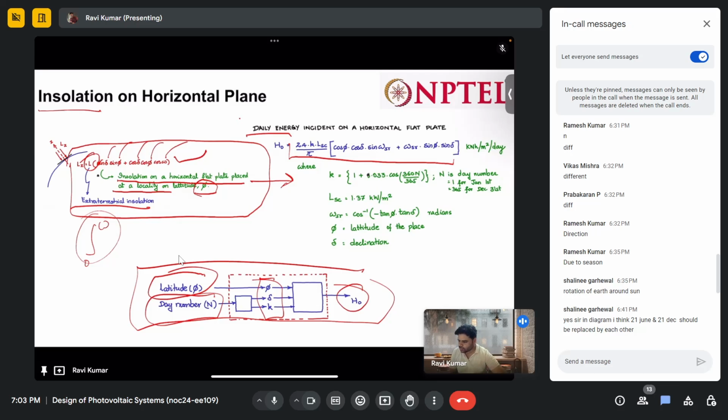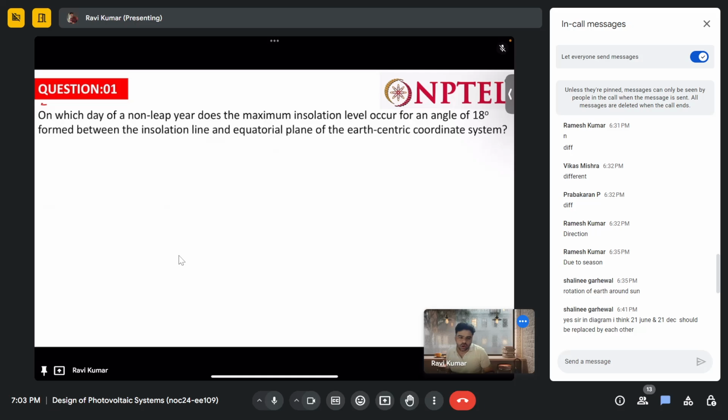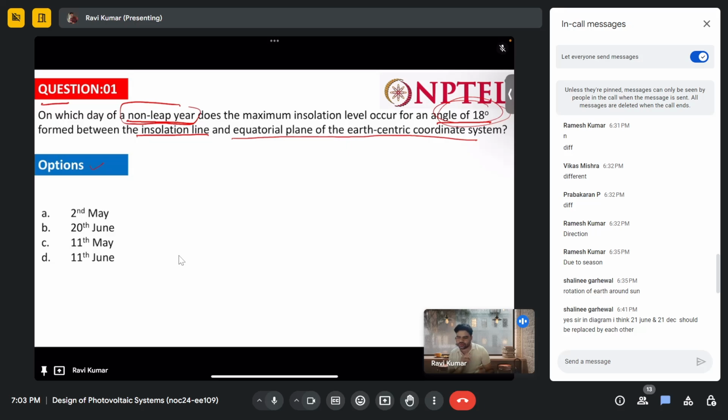So now let's solve some problems based on all these. A very simple question: on which day of a non-leap year does the maximum insolation level occur for an angle of 18 degree formed between insolation line and equatorial plane of the earth-centric coordinate system? There are two things here. First, you need to identify which angle this is, and then you need to identify the meaning of non-leap year. These are the options. Just try to solve it. If you are not able to solve it, then let me know.